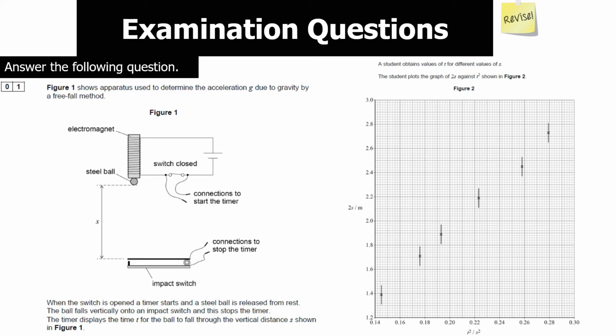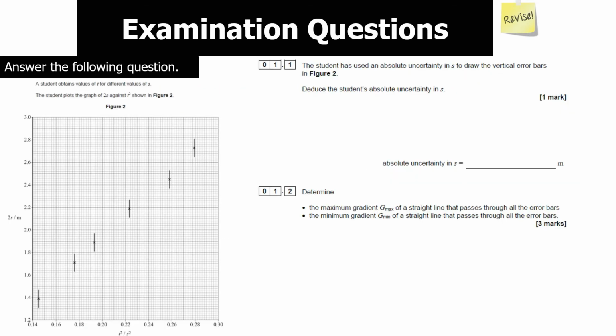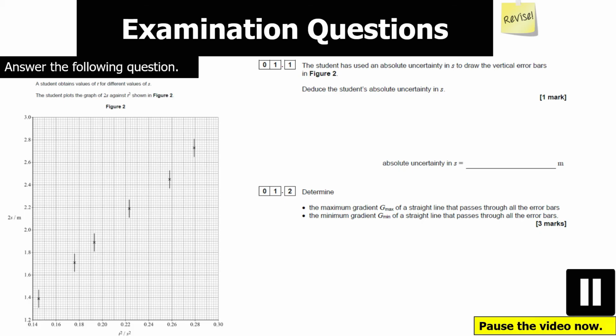The student plots the graph of 2s against t squared as shown in figure 2. So the student has used an absolute uncertainty in s to draw the vertical error bars in figure 2. Deduce the student's absolute uncertainty in s and then determine the maximum gradient G max of a straight line that passes through all the error bars and the minimum gradient G min of a straight line that passes through all the error bars. So pause the video now, then unpause the video when you want to go through your answer.